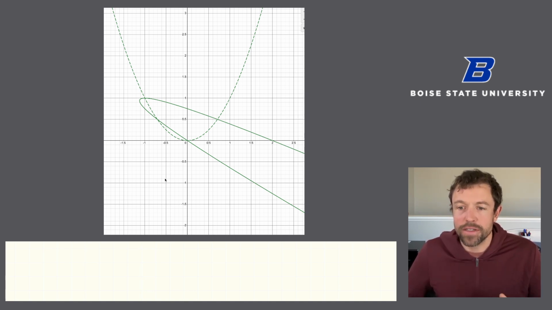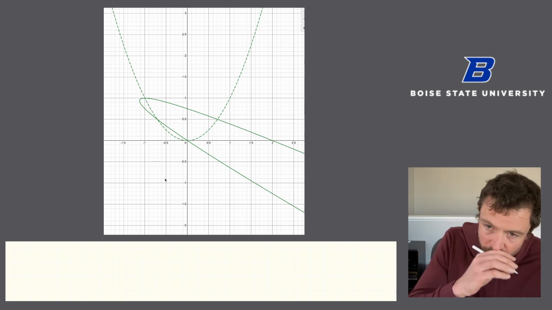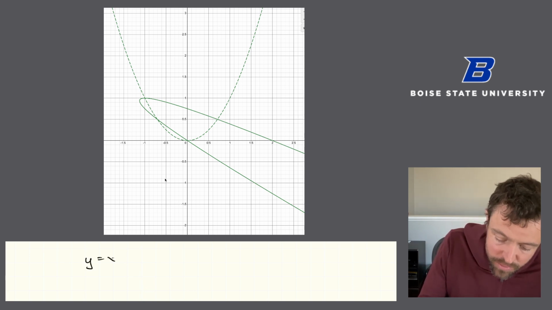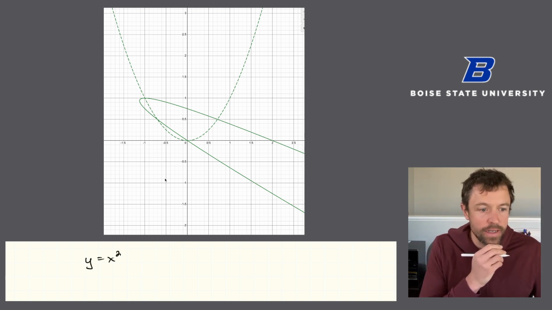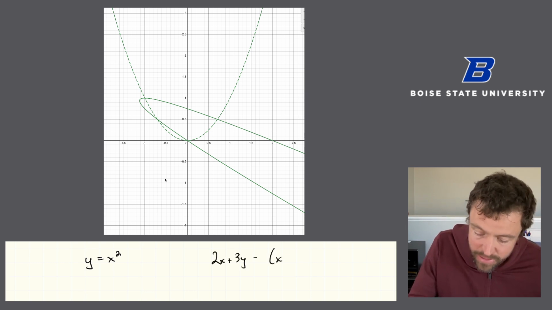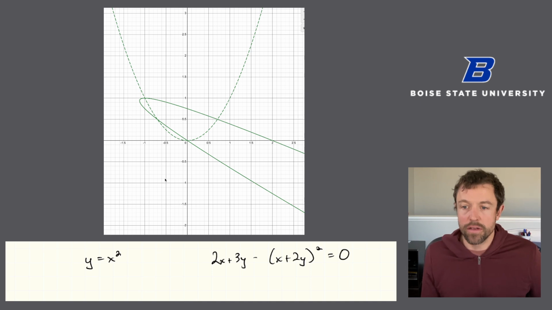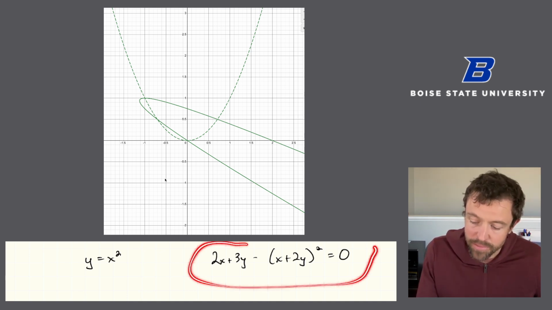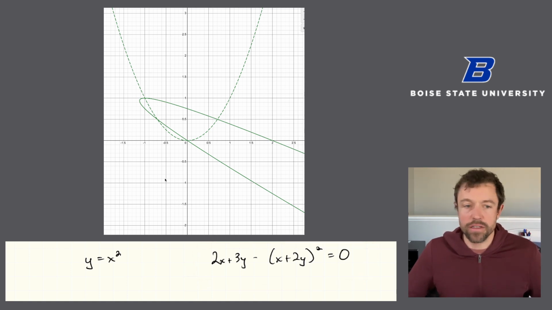Now I want to tell you the equation and try to figure out the linear transformation. Our standard parabola is y equals x squared. And this crazy looking parabola is 2x plus 3y minus (x plus 2y) squared equals 0. I want to figure out what linear transformation takes our standard parabola and maps it to this crazy sideways parabola. You can confirm this for yourself. If you type this equation into Desmos or any other graphing software, you'll get this graph.